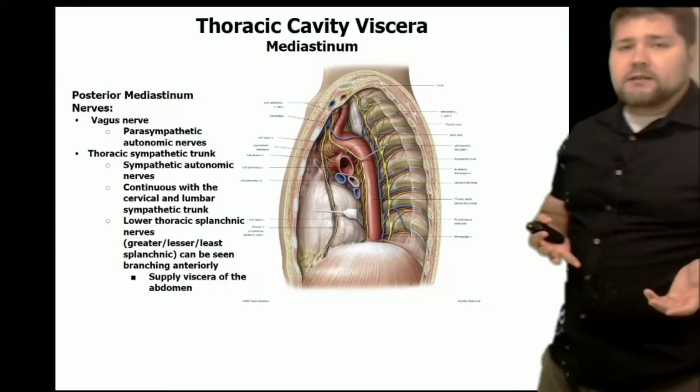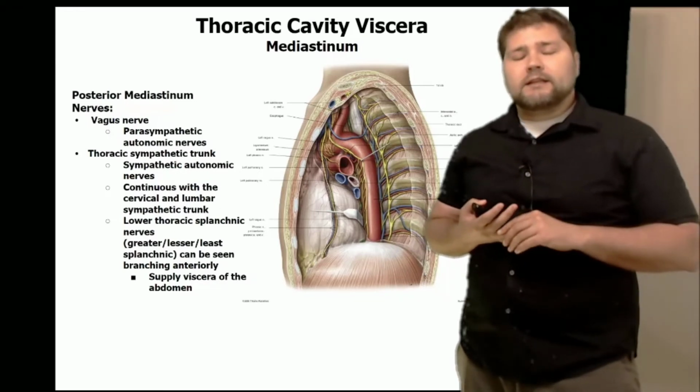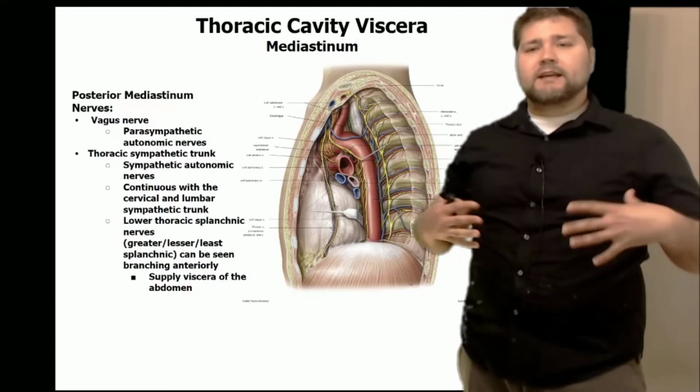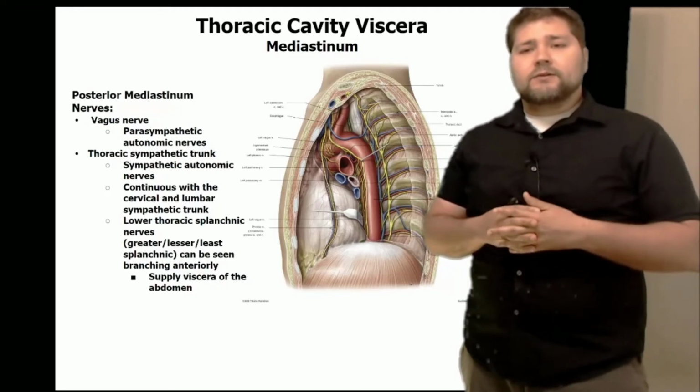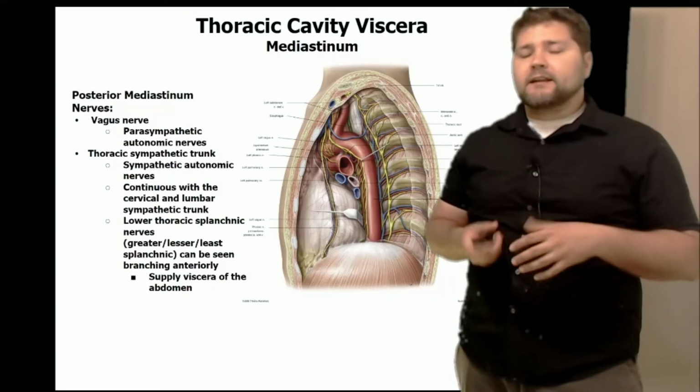We see more of those. Those again will be something you'll go into in the abdominal structures, because that's where a lot of those splanchnic structures are going to go and do those preganglionic fibers.